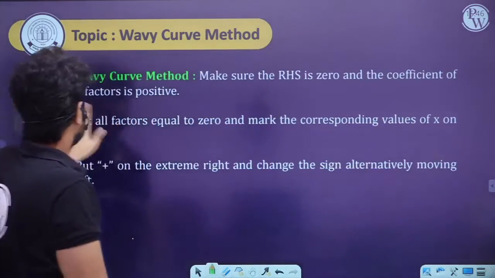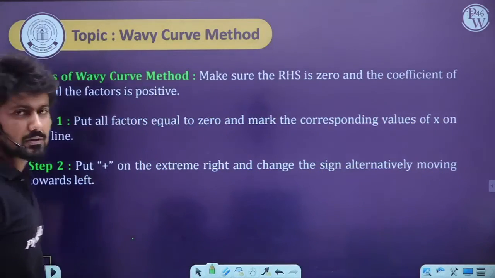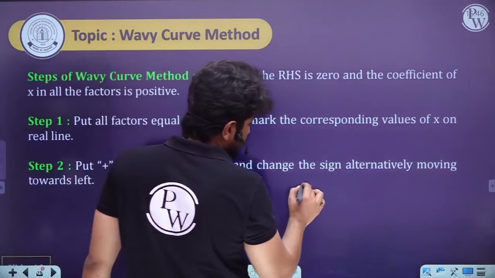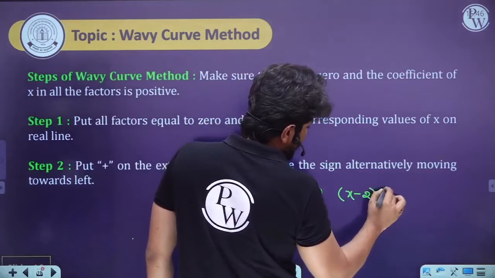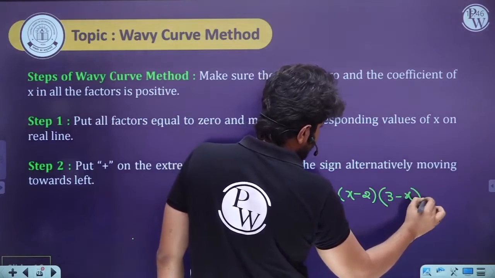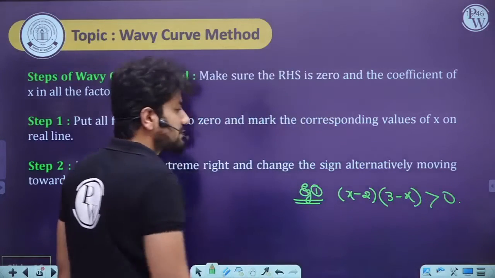Okay. Don't worry about that. We will make it positive. Suppose there is a factor, for example, x minus 2 multiplied by 3 minus x greater than 0. Suppose this is the question I am asking you.